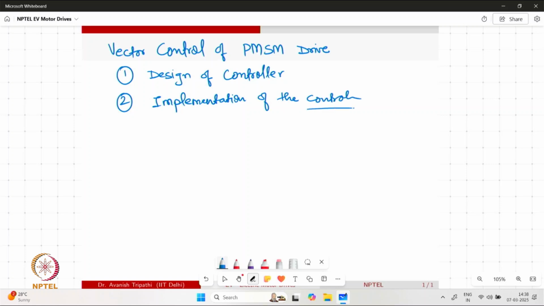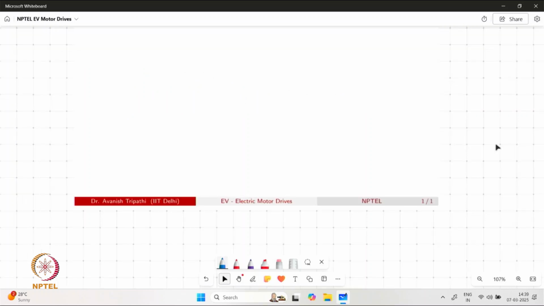Since we have done the modeling, we are already familiar with the block diagram for the complete control structure. We would like to redraw and we will continue with the same. So let us recap the block diagram of the PMSM drive, what we have drawn in the previous lecture. So we are trying to have speed control of the PMSM drive. For that, a speed reference is provided to the system, and that is denoted by omega star.